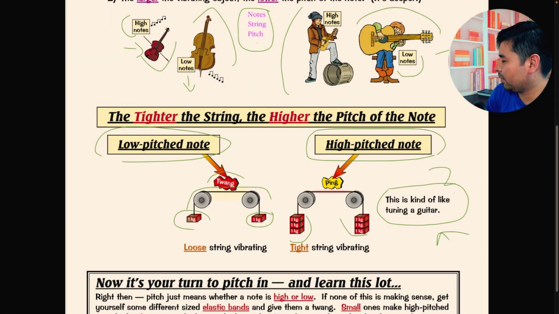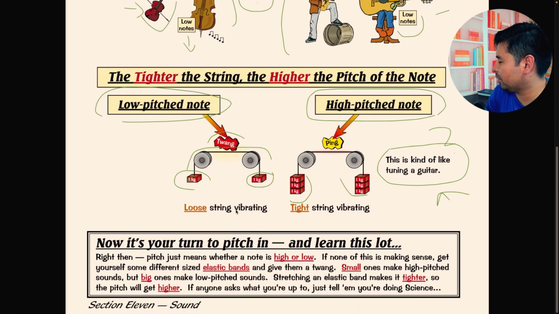So, and then we can see here down below as well that we have some information. Loose string vibrating, tight string vibrating. Teacher, I don't know what is tight, I don't know what is loose. Yeah, so let's use this example here. If it's tight, it means that it's really tight, like in the maximum. If it's loose, it's like that, like we have space. It's loose. It's not so tight.